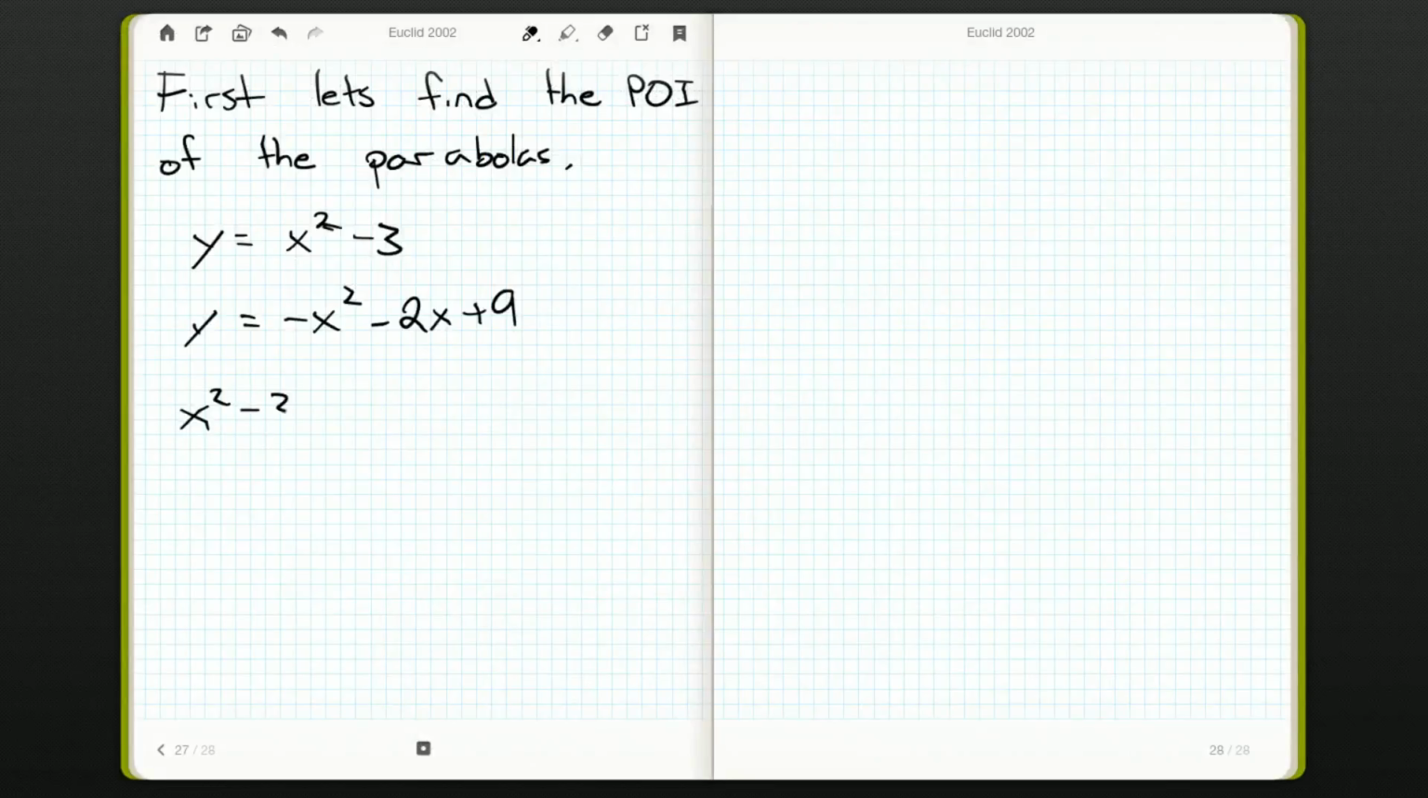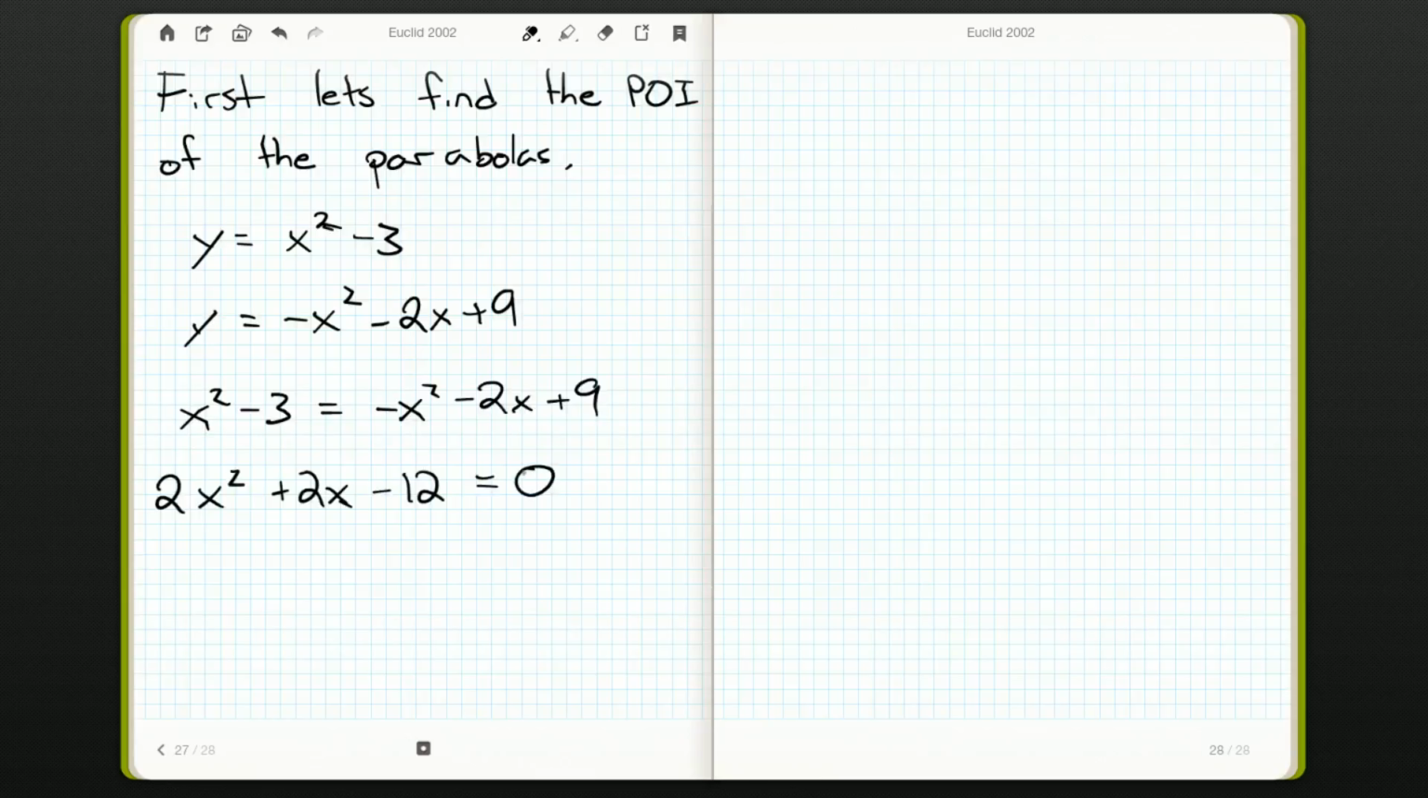x squared minus 3 equals negative x squared minus 2x plus 9. We'll bring it all over onto the left-hand side. We'll get a quadratic that we can solve. So x squared, and then we bring over this x squared. We'll get 2x squared over here. Flip the sign here, so we get plus 2x. And then negative 3 minus 9. That'll be negative 12 equals 0.